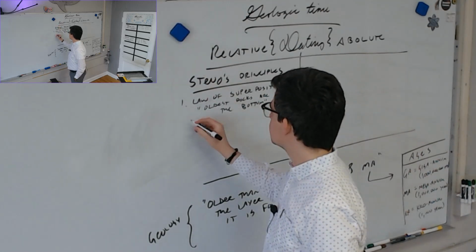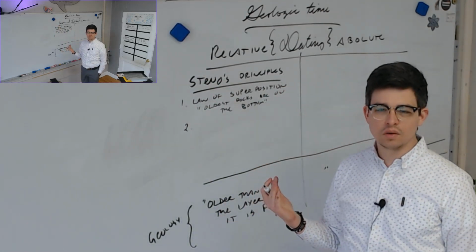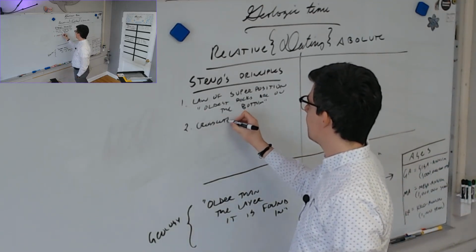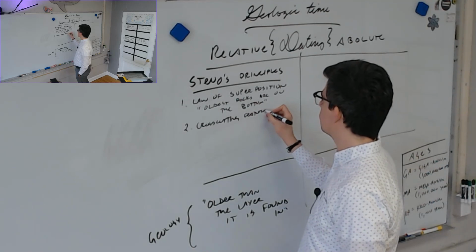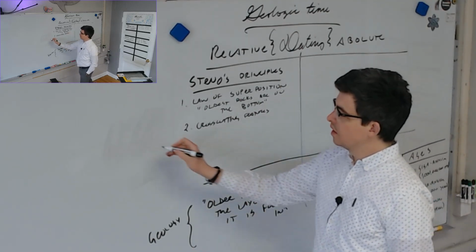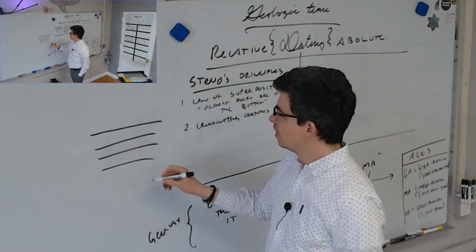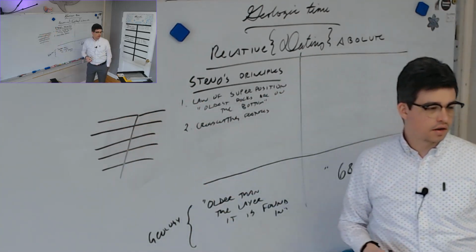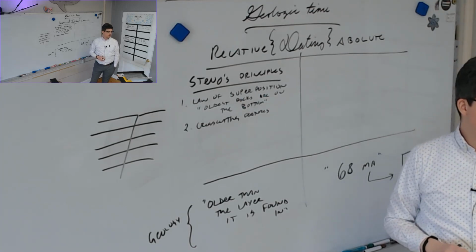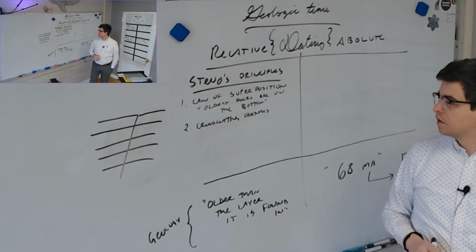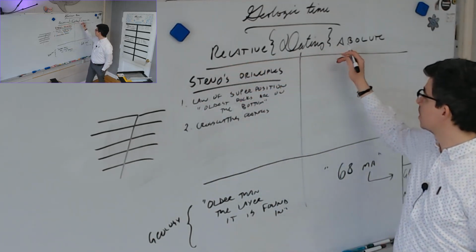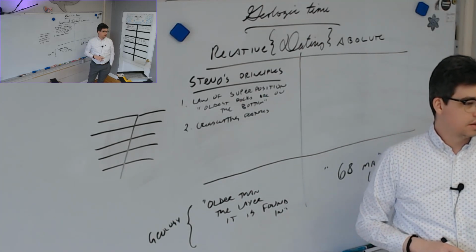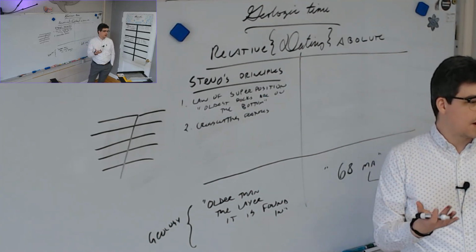Okay, so the law of superposition. Number 2, and these are not necessarily in order, I'm just going to put them out as I remember them: cross-cutting features. In the same way, if I have a layer of rocks here, and there's a fault that goes across it, what must be true of the fault relative to the layers of rock? We're talking about relative dating. In age, what must be true of the fault compared to the rocks? The fault must be younger than the rocks. There can't be a fault in rocks if the rocks don't exist yet.